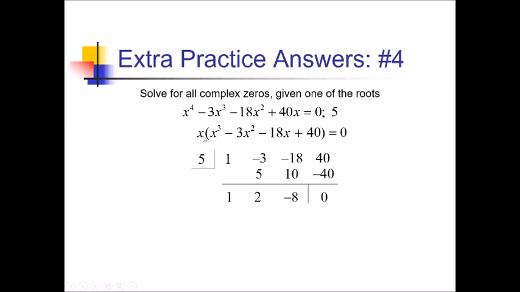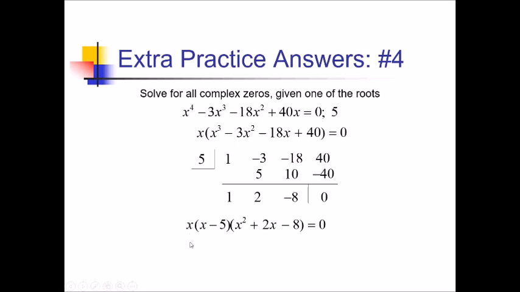So I've got the x initially that I took out. I've got now x minus 5, since I got a remainder of 0, I can factor this thing into x minus 5, times my quotient, which is going to be 1x squared, or cubed rather. Now that should be squared. There we go. X squared plus 2x minus 8 equals 0.